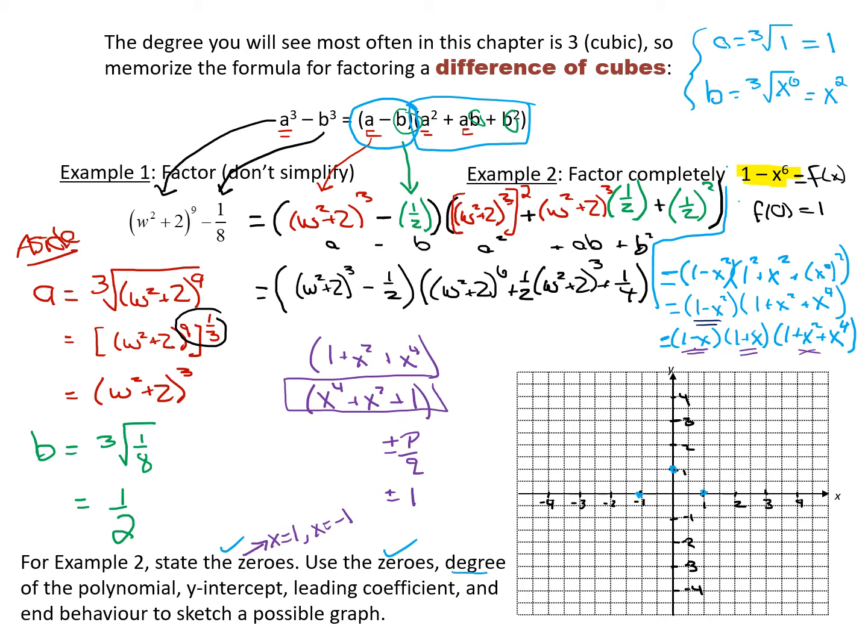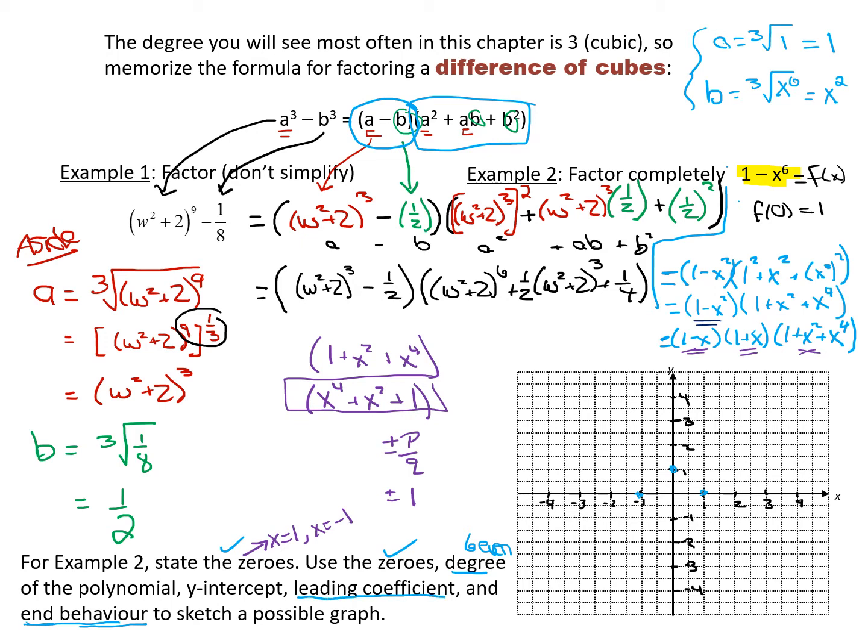The degree of the polynomial is 6, so that's even. That means it's going to behave like a parabola, meaning the end behavior, both ends are going to be opening up or both ends are going to be pointing down. So how do we figure that out? The leading coefficient will tell us that.